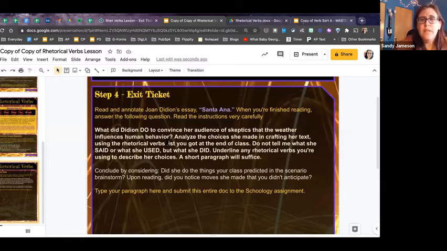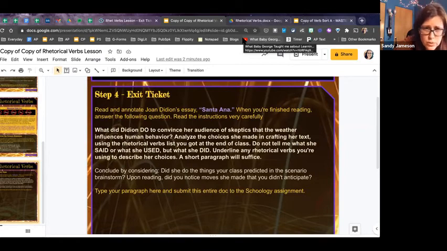So when you're done reading and annotating it, I want you to answer this question. What did Didion do to convince her audience of skeptics that the weather influences human behavior? What moves did we see Joan Didion making in this essay? I want you to analyze the choices she made in crafting the text using the rhetorical verbs list that we just got at the end of class. Use it as a reference. Have it in front of you or next to you. Don't tell me what she said or what she used, but tell me what she did.